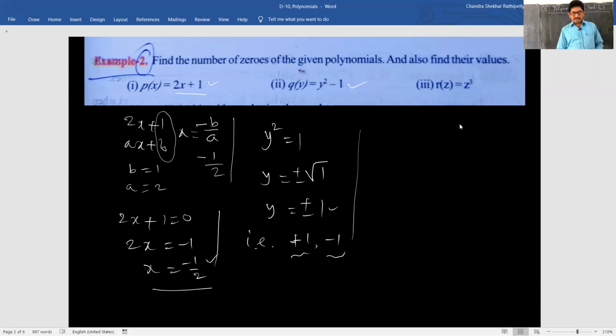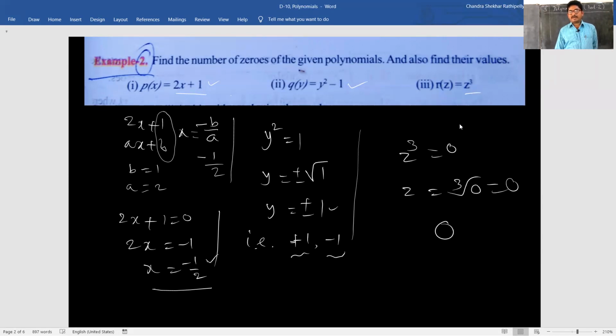How many zeros does the polynomial p(z) = z cube have, and what are they? Zero, sir. Only one zero. Z cube is equal to 0, so z is equal to the cube root of 0, which means 0 only.